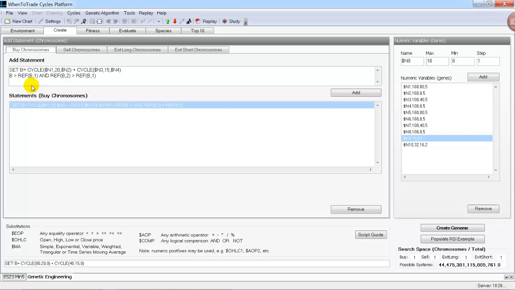So the genome here is created. You see that the buy signal is based on cycle 1 and cycle 2, which are added. So this is the 2-cycle composite, and the length parameters here and here are based on the genes. This can be between 80 and 160, and the second cycle here between 40 and 100.